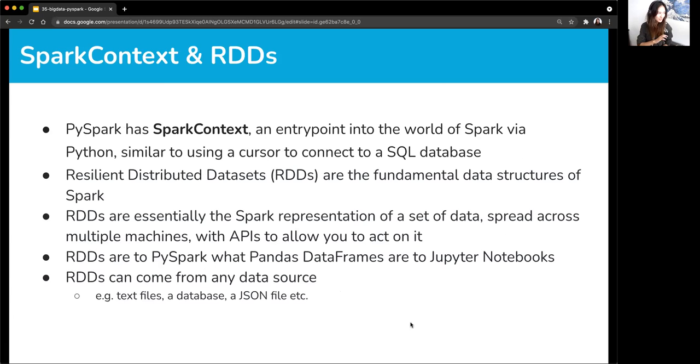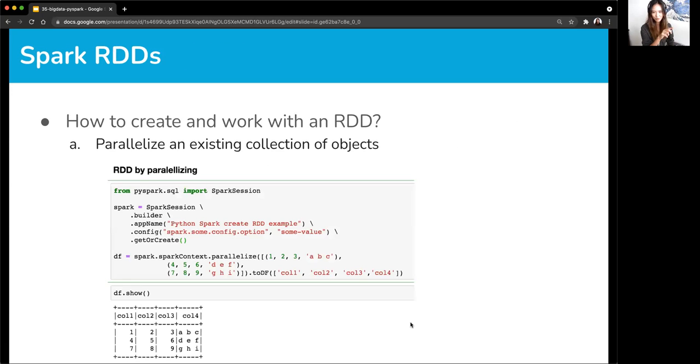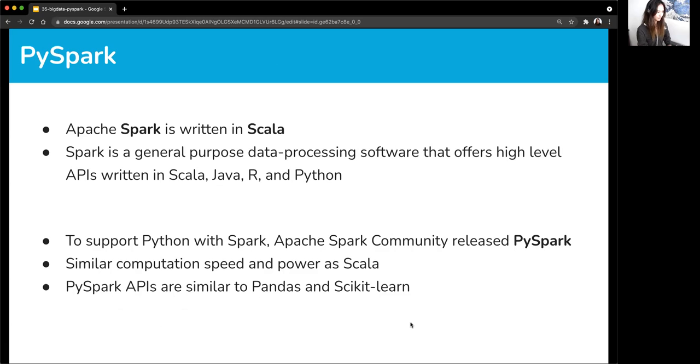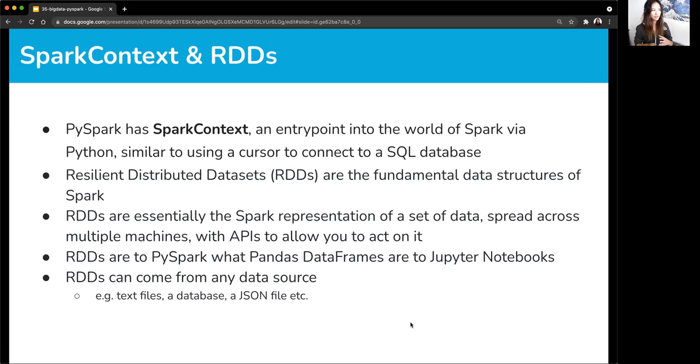So to talk about Spark context and RDDs, I have an example over here, so we'll come back to this in a little bit. PySpark has this thing called Spark context, which is an entry point into the world of Spark via Python, similar to using a cursor to connect to a SQL database. If you remember our SQL from phase 1, we had to do a cursor.connect to basically connect yourself to a SQL database. Similar to that, you have to set up Spark context to allow your Jupyter notebook or wherever you're working out of to connect to Spark or PySpark.